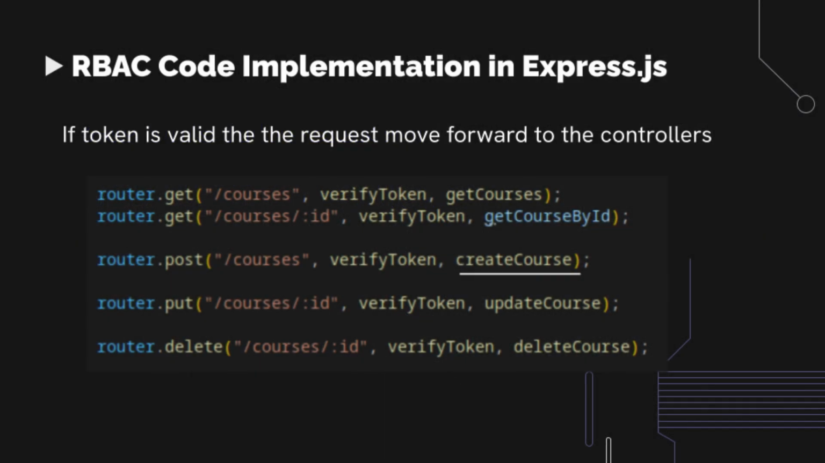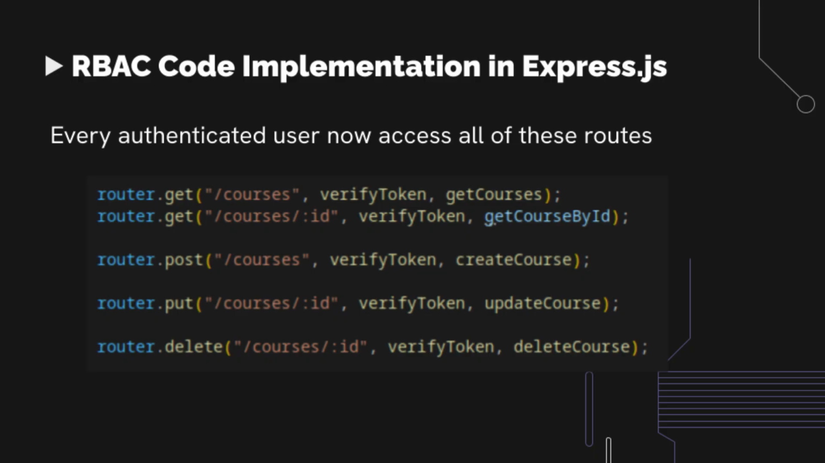Once the token is successfully verified, the request moves forward and the corresponding controller functions such as create course are executed. However, there is a problem here. At this point, any authenticated user, whether an admin or a normal user, can access these routes. But in our system, we want to restrict certain actions to specific roles, like only admin can access certain routes.